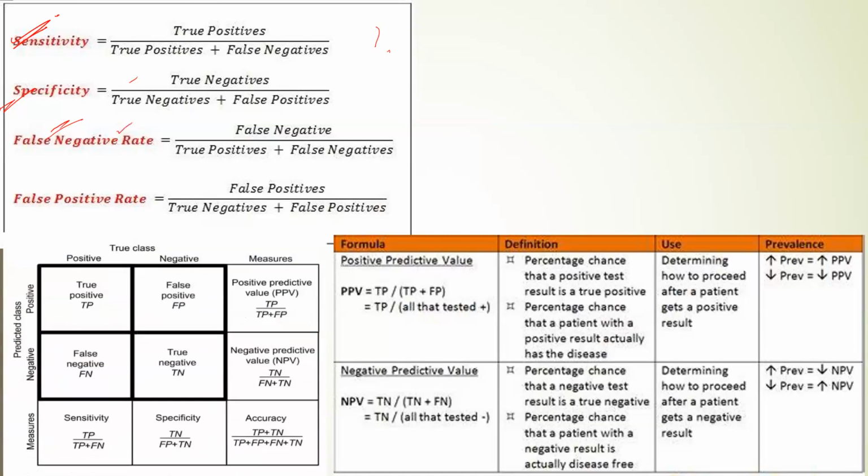Okay, so again, this is just a repetition of the truth table and the different formulae which you need to remember. Why I put up this is you again have to remember two additional formulae apart from these four. That is the positive predictive value and the negative predictive value, and also accuracy. So positive predictive value is, again, true positive by true positive plus false positive.